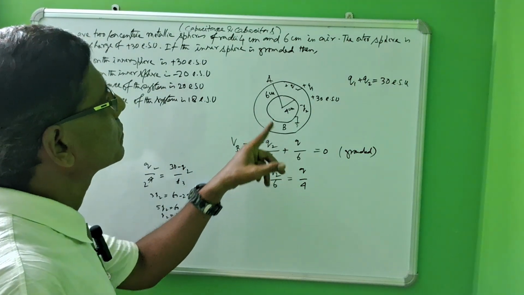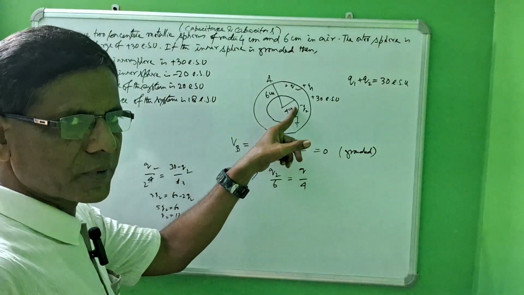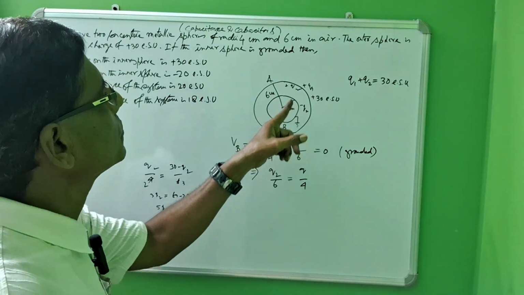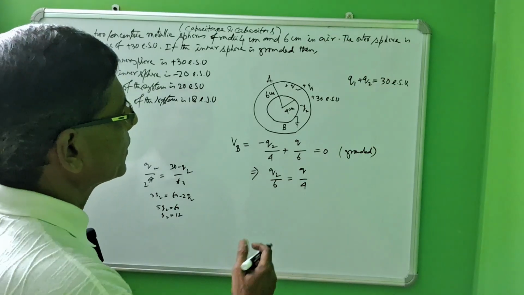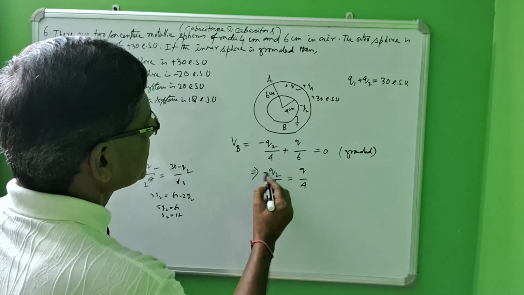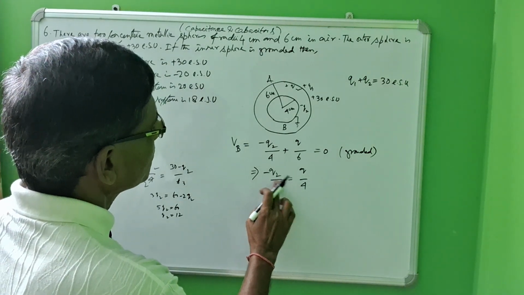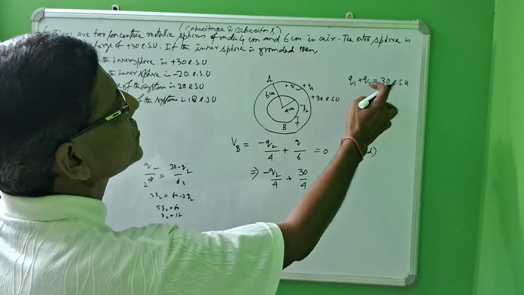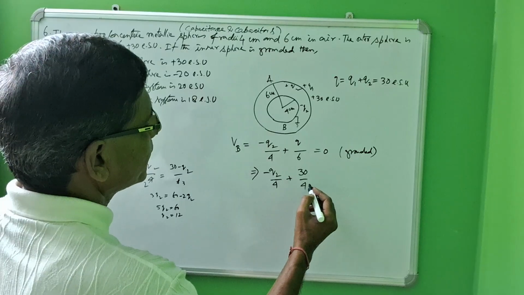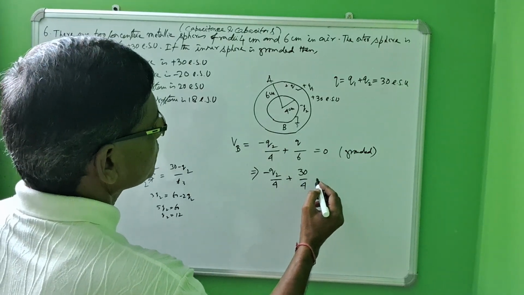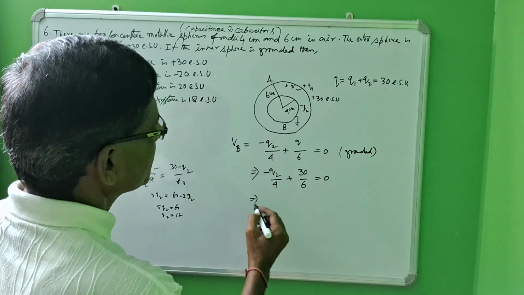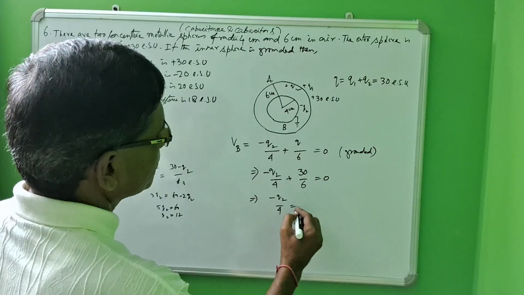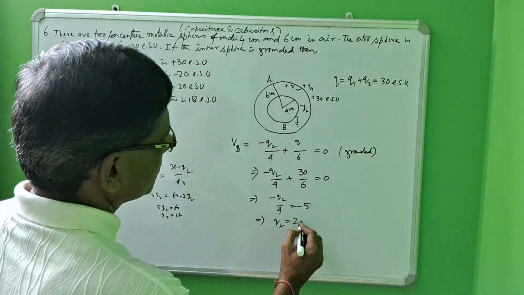This is for minus Q2 for this charge. Inside the inner sphere there is no charge, and the outer sphere has charge 30 ESU. So after this we can write minus Q2 by 4 plus 30 by 6, because Q equals 30, equals 0. This implies minus Q2 by 4 plus 5 equals 0, which implies Q2 equals 20.